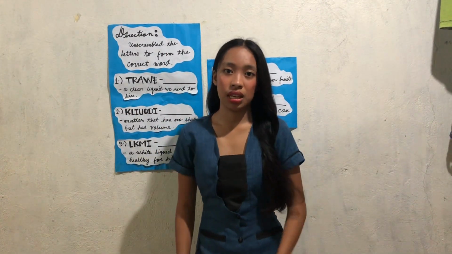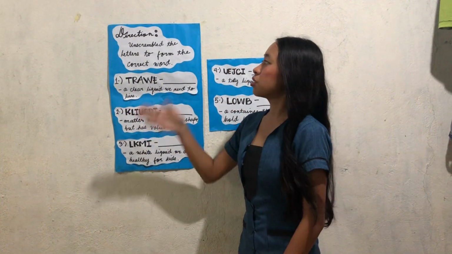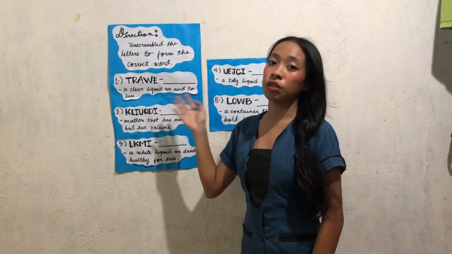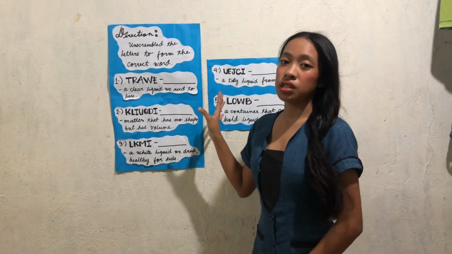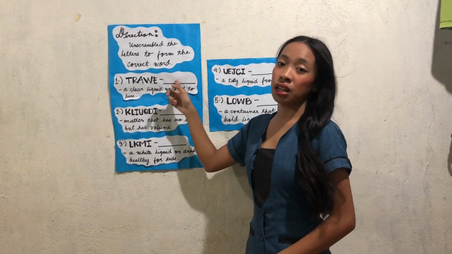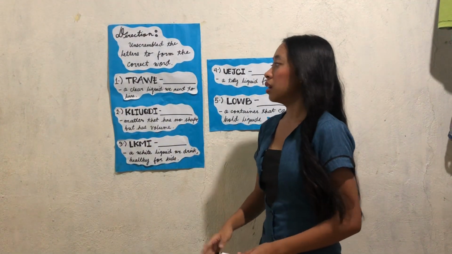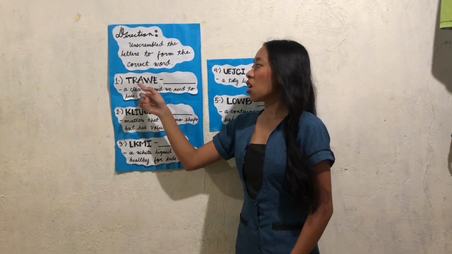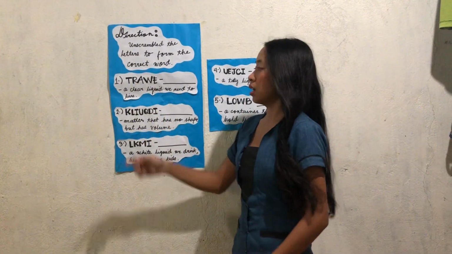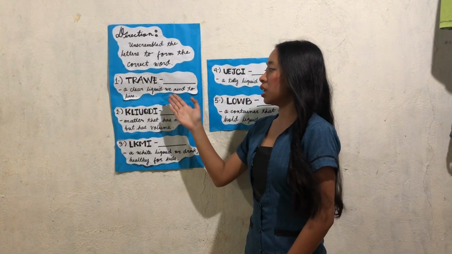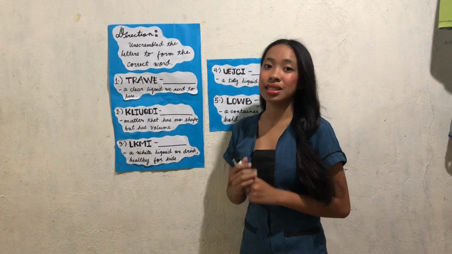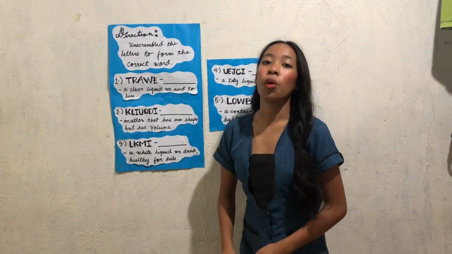And now, let's have another activity. So, direction, scramble the letters to form the correct word. We are going to answer this and we will write here in the blank. Okay, number 1, T-R-A-W-E. A clear liquid we need to live. What is this? It is water. Okay, very good.